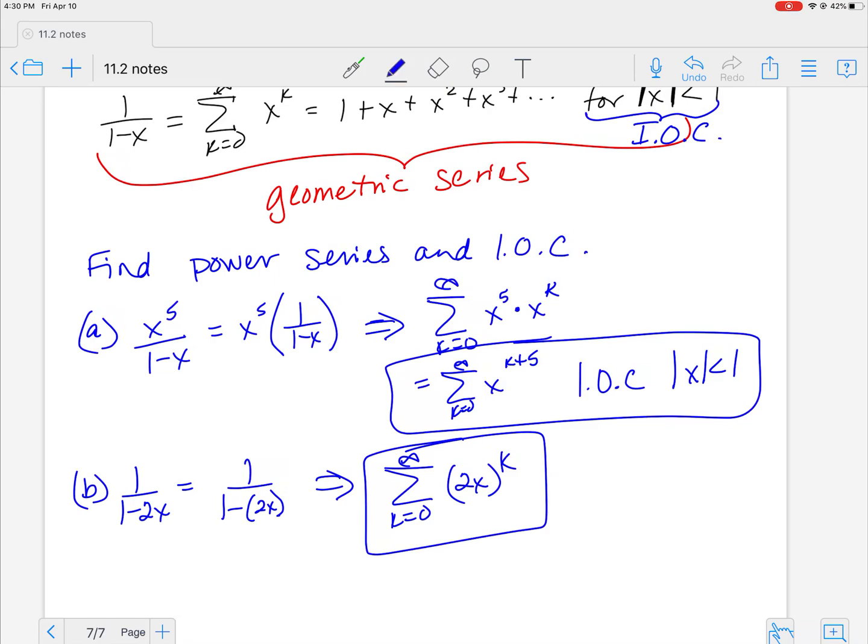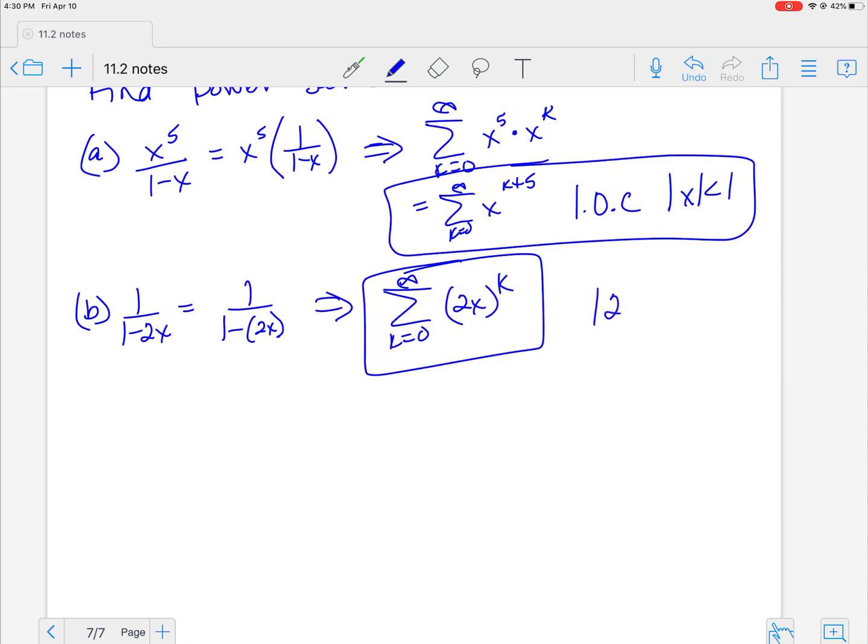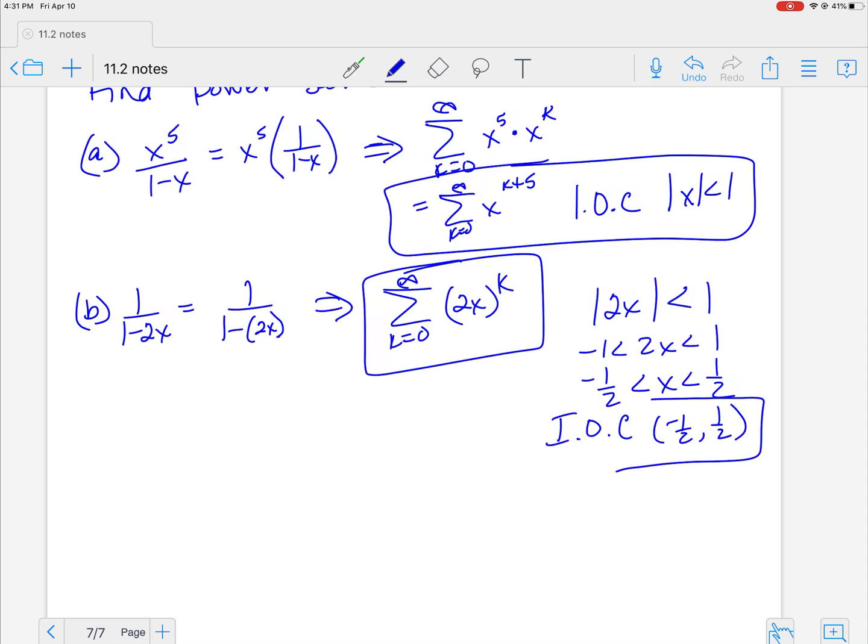Alrighty. Now my interval of convergence, however, in this instance, is I've got this input of 2x that has to be less than 1. So I've got -1 is less than that 2x. So -1/2 is my interval of convergence. All right. So I'm going from -1/2 to 1/2. And that is my interval of convergence. Or you could write it as the absolute value of x is less than 1/2. I'm okay if you write it like that also.